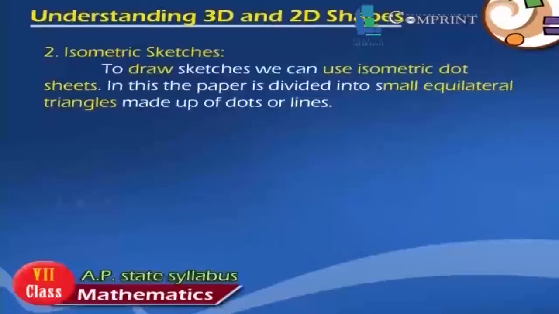2. Isometric sketches. To draw these sketches, we can use isometric dot sheets. In this, the paper is divided into small equilateral triangles made up of dots or lines.